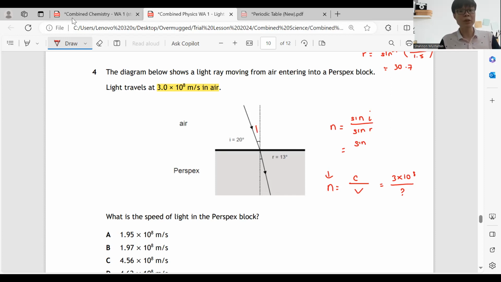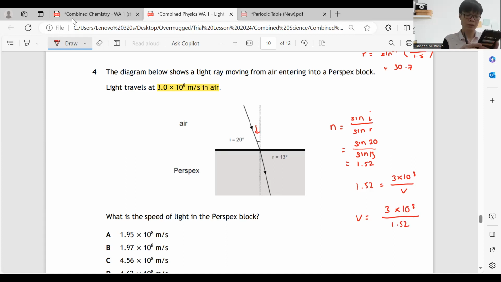Okay, so sine 20, this one no trick. Sine 13. We're going to get 1.52. Now we got the n, we can substitute inside and then we solve. This is your n equals c over v, speed of light in medium. Then you calculate out. Okay, 1.97. So take note, sometimes not so direct, you may need to use two formulas to get your answer. Open ended, this will be 3 marks.